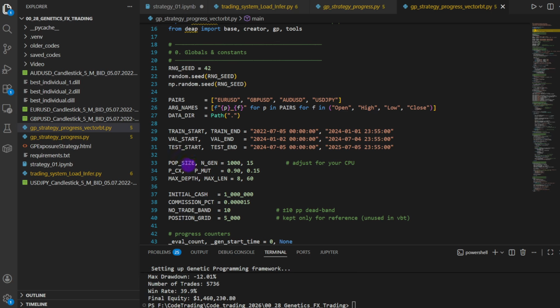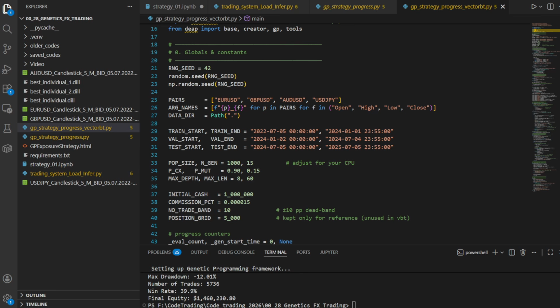And here we can see the population size and the number of generations. So for this example, I took 1,000 population, 1,000 indicators at first, and then 15 generations for evolution. The crossing percentage is 90%, and the mutation percentage is 15%. Then we have the maximum depth of each indicator. So these are basically the number of mathematical operations that we can apply on the input parameters, and the maximum length of each indicator. We have the initial cache for the backtesting, the commission percentage, the no trade band, I'm going to explain this in a while, and the position grid.